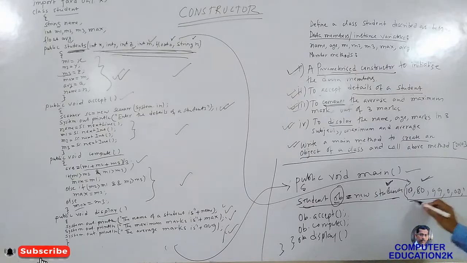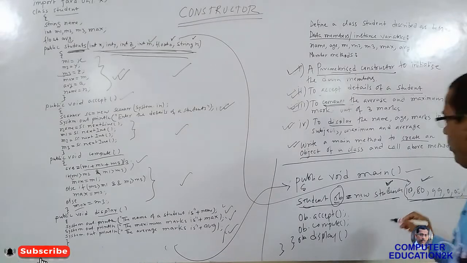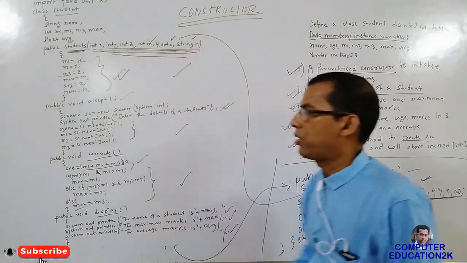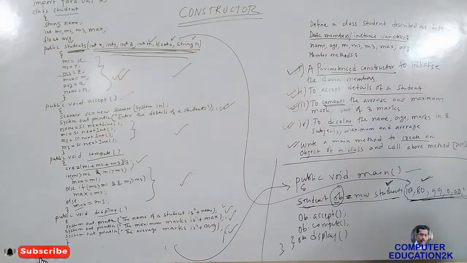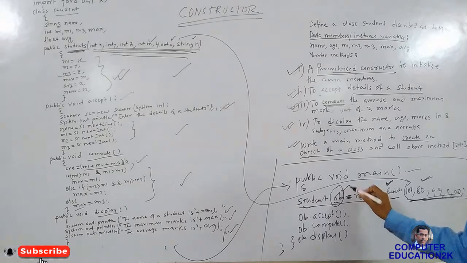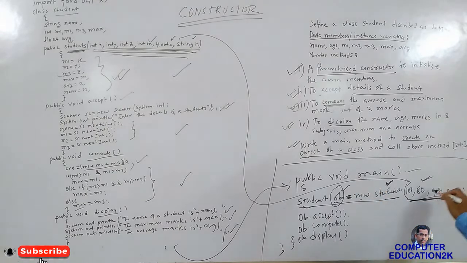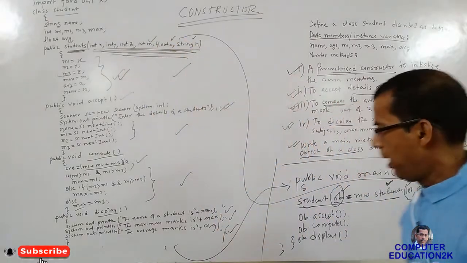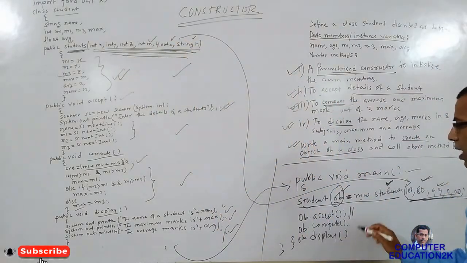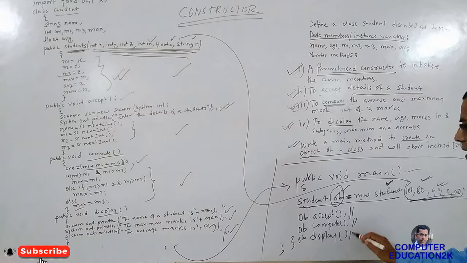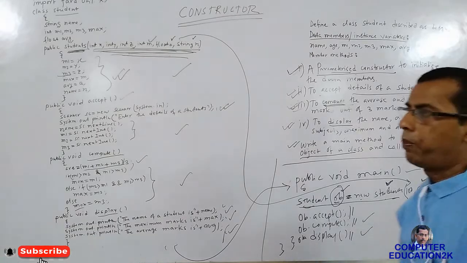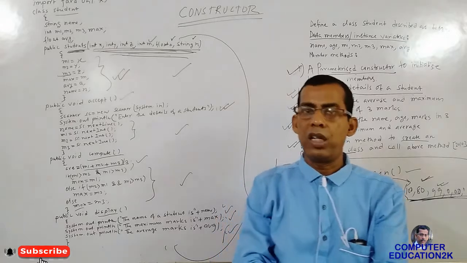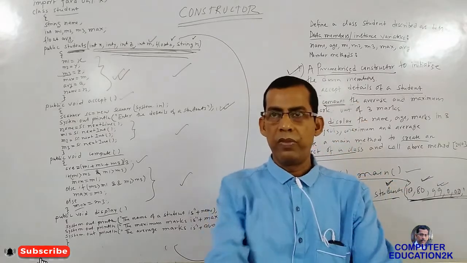So these are the values you have to give here, because you have to initialize all these parameters. So here I have created the object, and I have given the values for all these parameters. And then I have called three functions: accept, compute and display. So this way the constructor program is done.